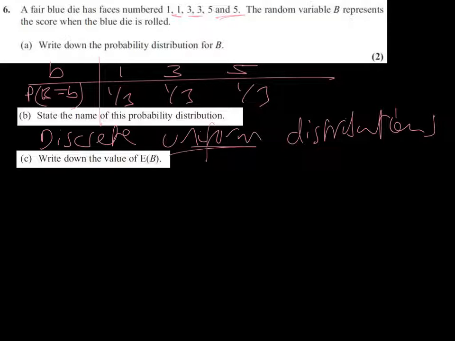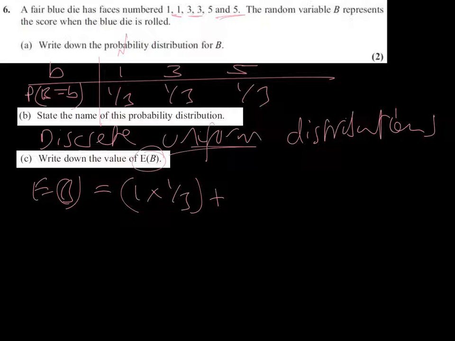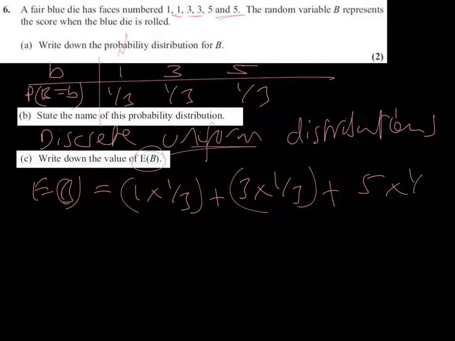Part C, then: write down the value of E(B). So this is the expected value. And remember that to find the expected value, or the mean as you might hear it referred to, we're just going to take each of the outcomes. In the first instance, the outcome here is 1. So we're going to take 1 and multiply it by the probability that it occurs. Then we're going to add 3 multiplied by the probability that it occurs. And finally, 5 multiplied by the probability that it occurs.